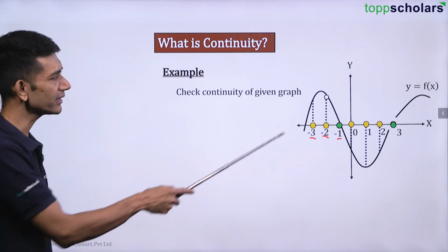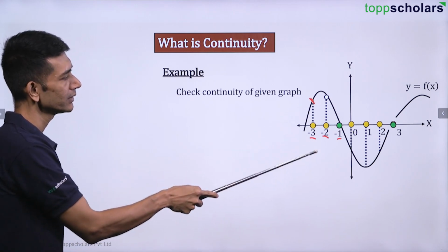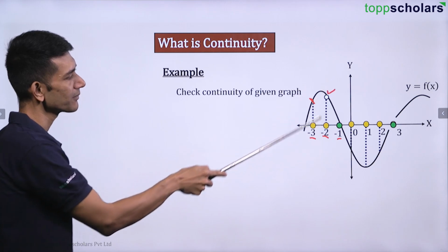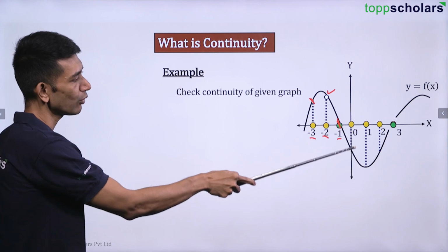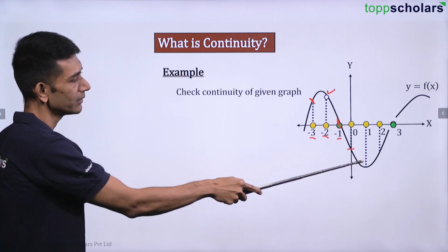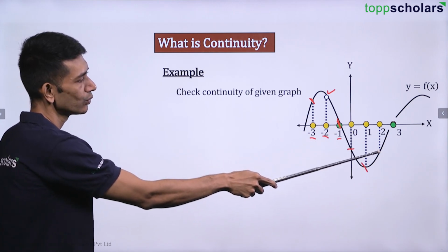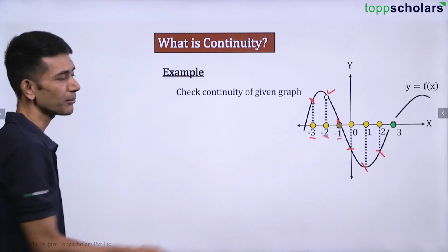If I look at -3, here there is no break. If I look at -2, here there is a break. If I look at -1, the graph is smooth, there is no break. At 0 also there is no break. At 1, there is no break. At 2, there is no break. At 3, there is a break.